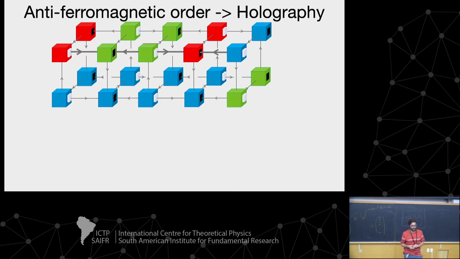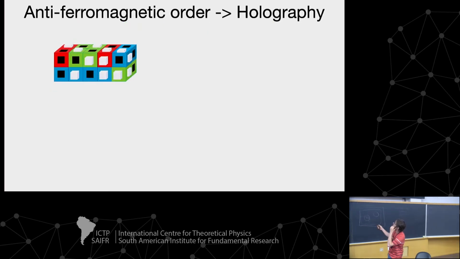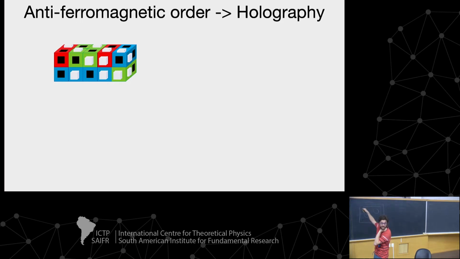Thank you. Since we have this antiferromagnetic order here, we have this holography. We just need to worry about the edge, right? That means that the faces of the cube determine the inside.